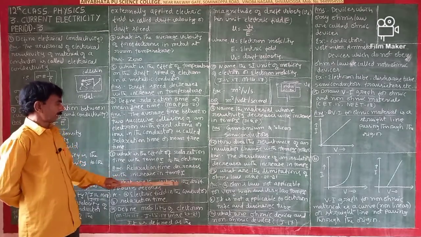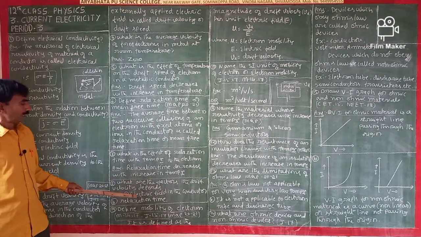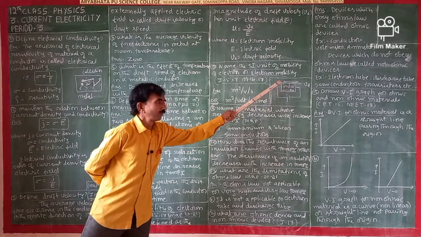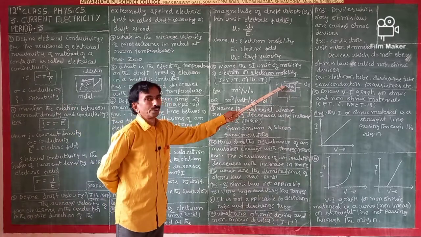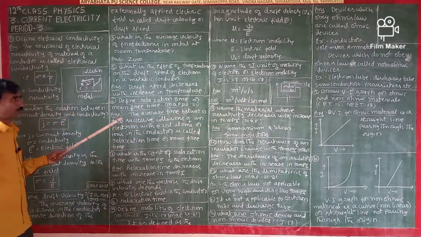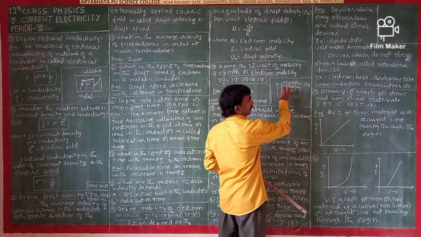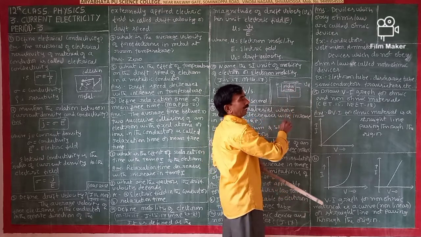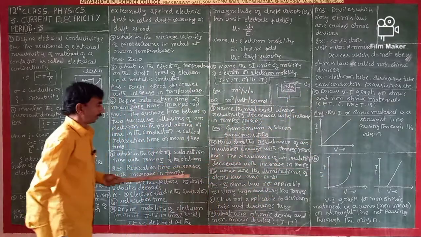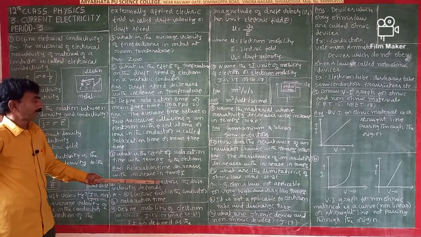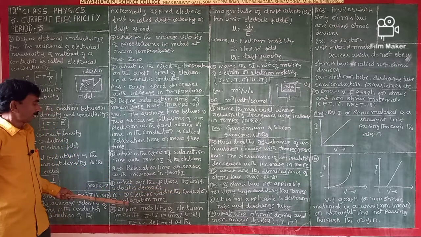What are the factors that the drift velocity depends on? It depends on the electric field and the relaxation time. Relaxation time is the collision time: when the electron is moving, it collides with the other atoms, other electrons or the nucleus. So that is called relaxation time. The drift velocity depends on the electric field in the conductor and the relaxation time.